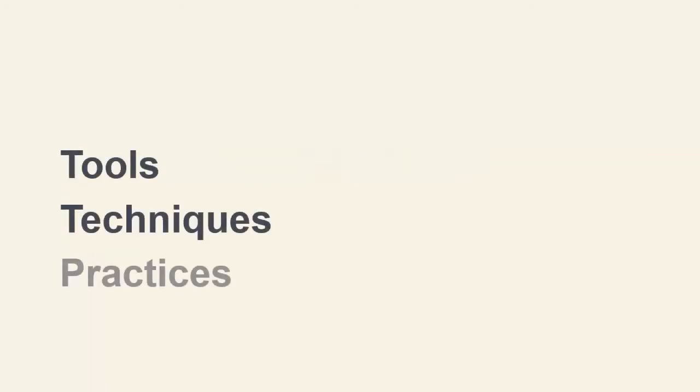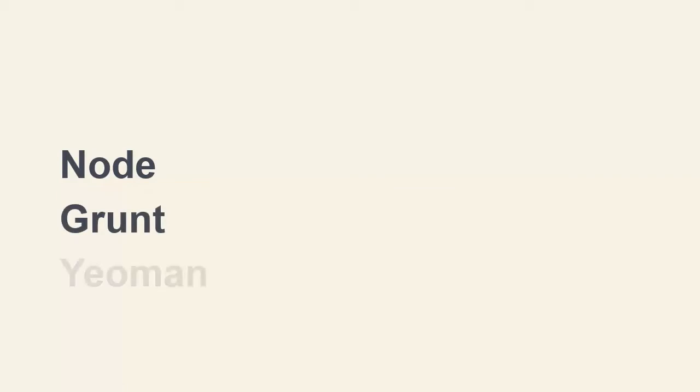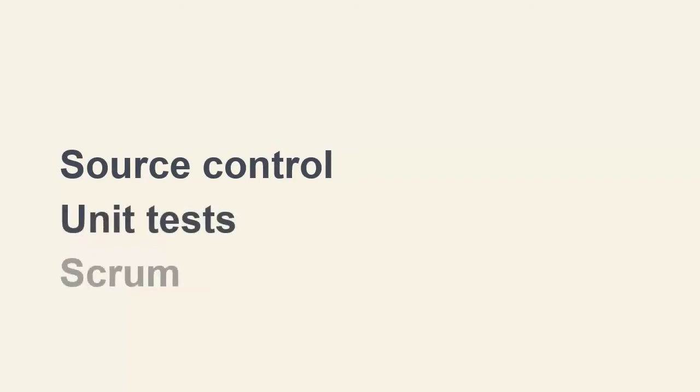In this course we're going to look at some of the tools, techniques and practices that any modern full-time front-end developer should be using and why using them helps. Some of the things that we'll look at, like Node, Grunt and Yeoman, are aimed mostly at JavaScript developers. Other things like source control, unit testing and Scrum can be found in many different software development environments, including but not restricted to the front end.